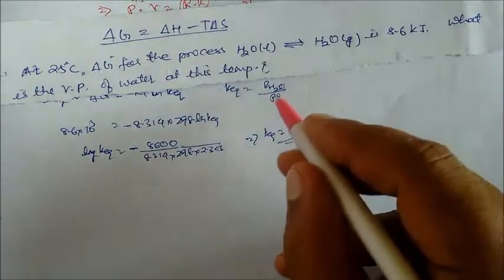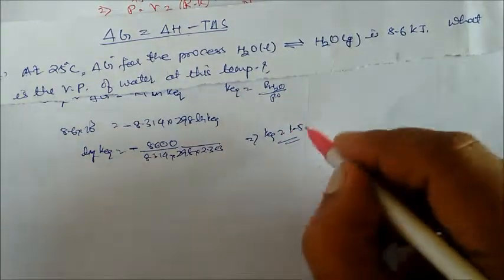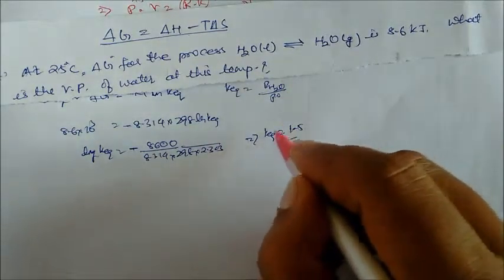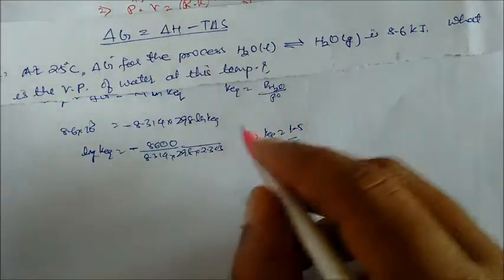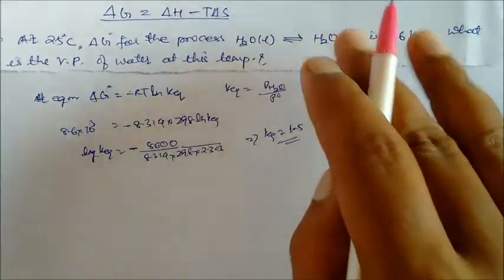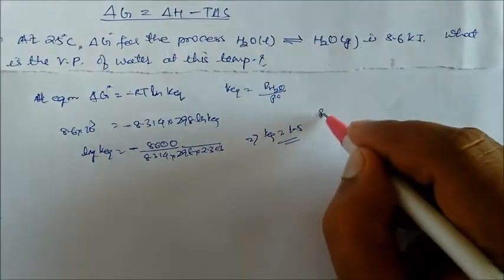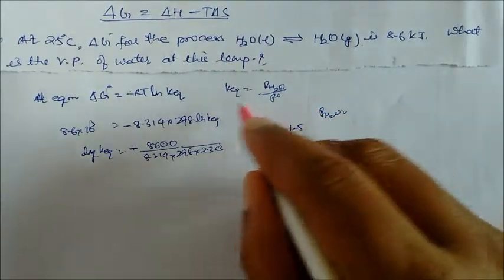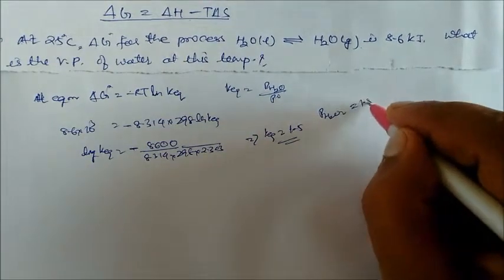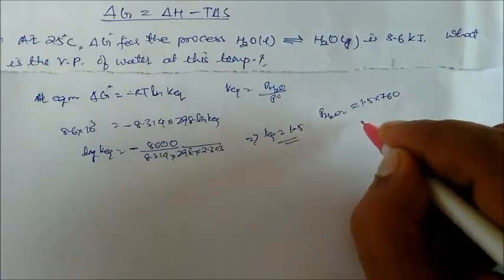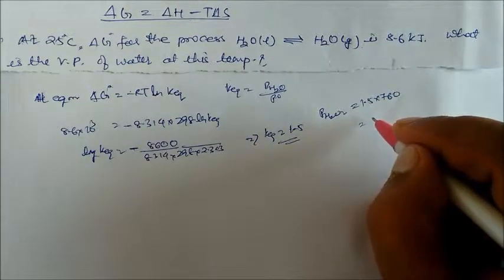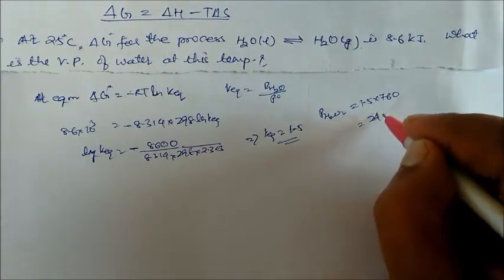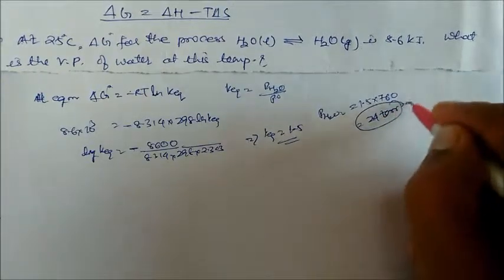So now we can solve for the partial pressure of water. K equilibrium is 1.5, but we have to find the partial pressure of the water. So the partial pressure of the water will be P naught into K equilibrium, that is 1.5 into 760. On solving you will get 24 torr. So this is our answer.